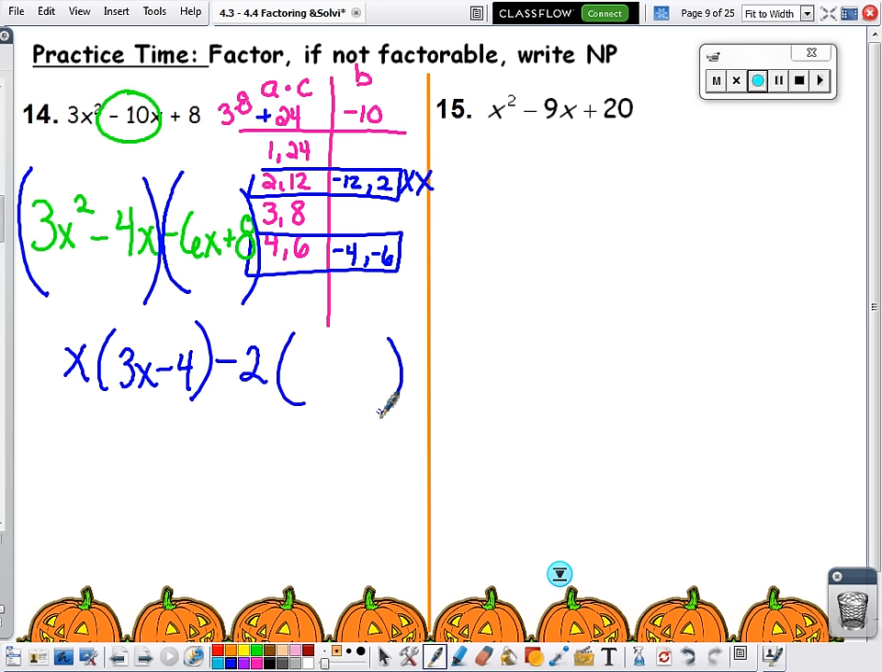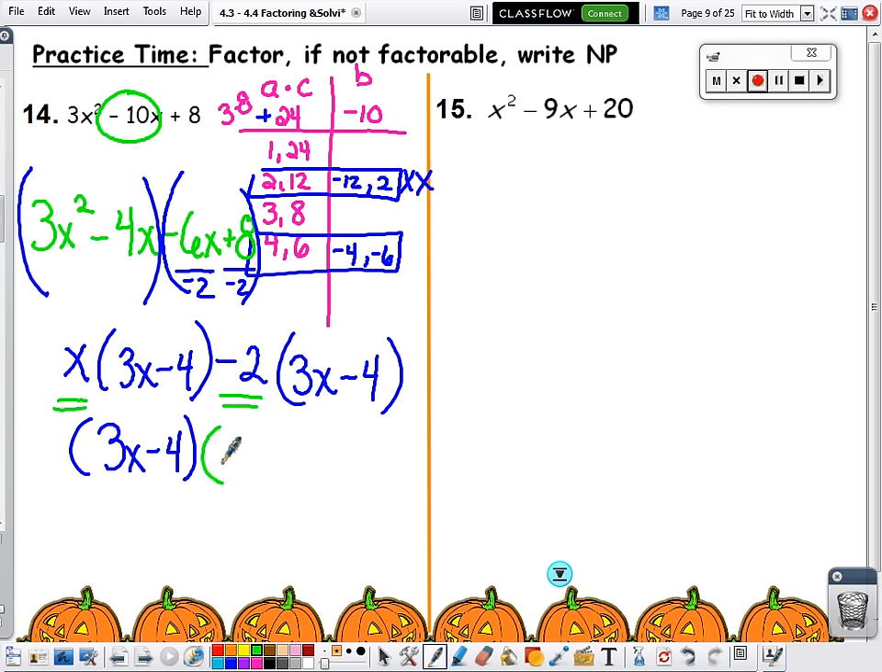And remember to be careful. When you pull out a negative, the sign will be changing. So negative 6x divided by negative 2 gives me a positive 3x. 8 divided by a negative 2 gives me a negative 4. Once you look at what you have, what's left in the parentheses should be the same. It is, and we can factor it out, and we get 3x minus 4. Then we look at what we have left over, and our second binomial here will be x minus 2.